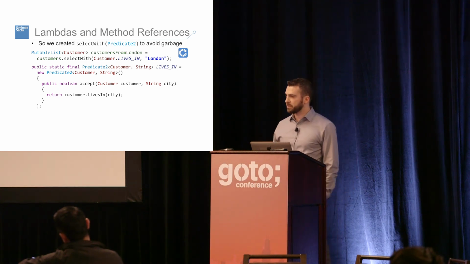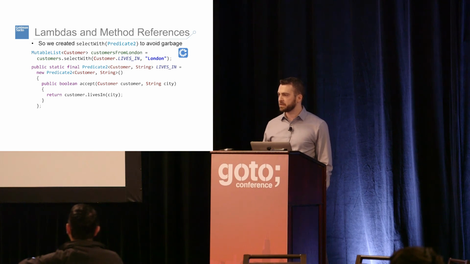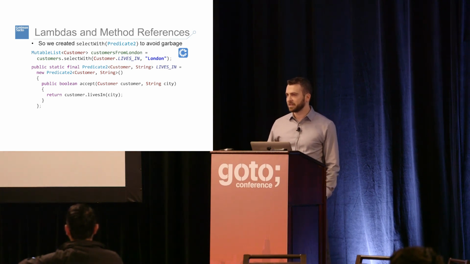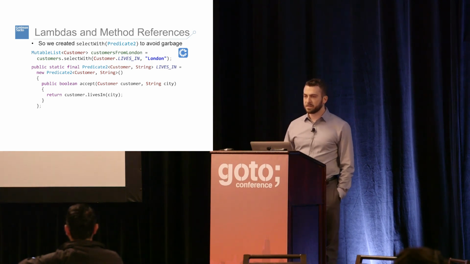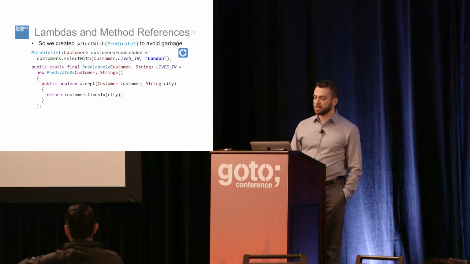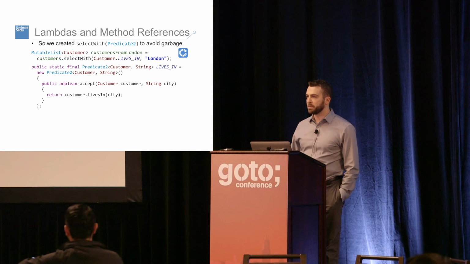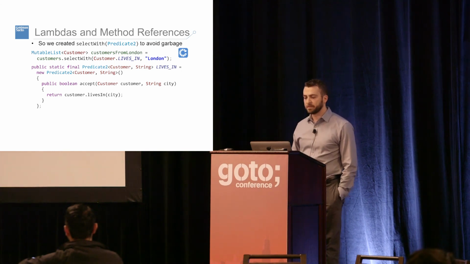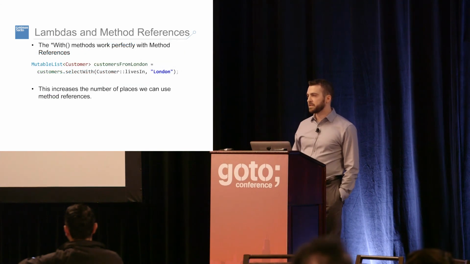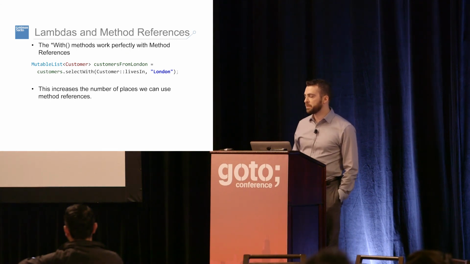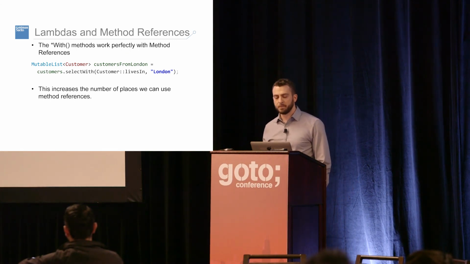It's called livesIn, which is simple because that matches the method that it delegates to. And instead of select, I call selectWith livesIn, London. It doesn't create any garbage. And this is a trick that we've been using in Java 5 through Java 7. Now these methods just happen to work perfectly with method references. In the place where I would have used a constant, I can just call livesIn.